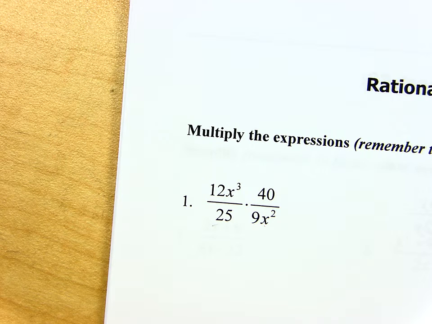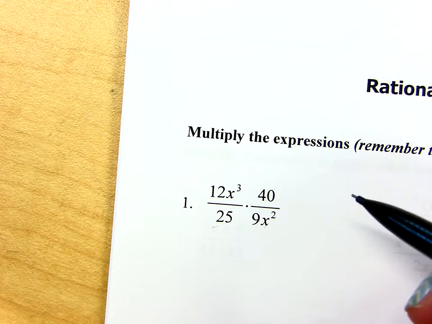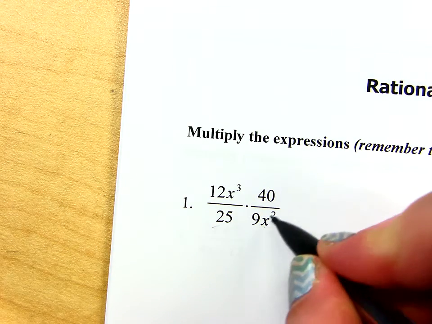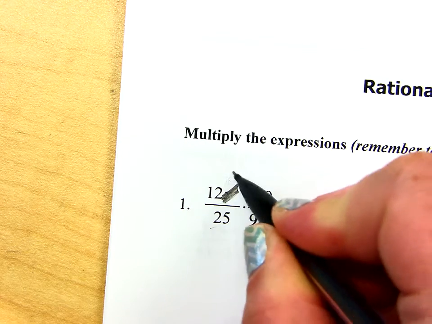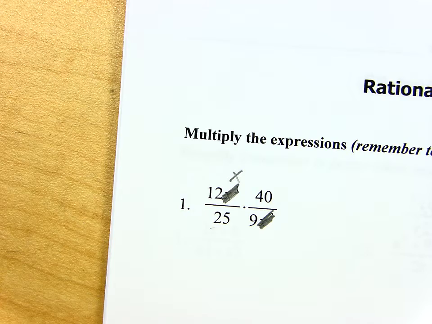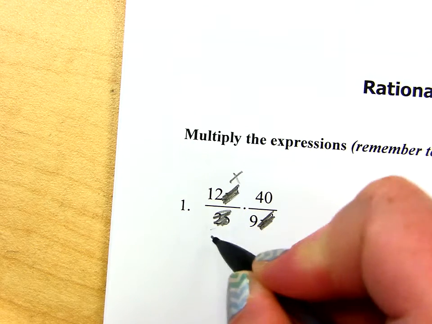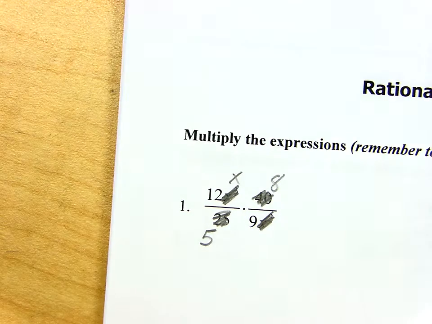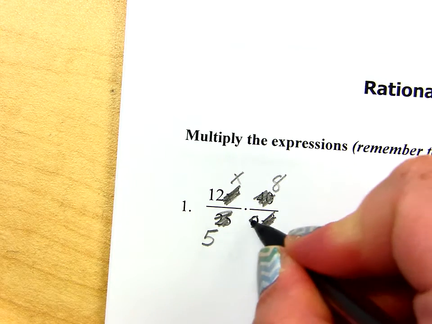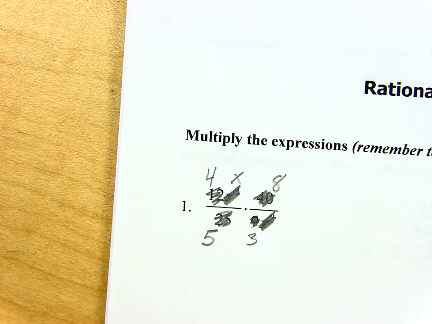What could I cancel with each other? The x's, sure. So I'd be left with x to the what, and where is it? X to the first on the 12. Yeah, so I'll have x to the first up in the numerator. 5. Yep, I can do 5 with the 25 and 40. So 5 goes into 25, 5 goes into 40 8 times. 9 to 12. Yep, so 3 goes into 9 3 times, 3 into 12 4 times.